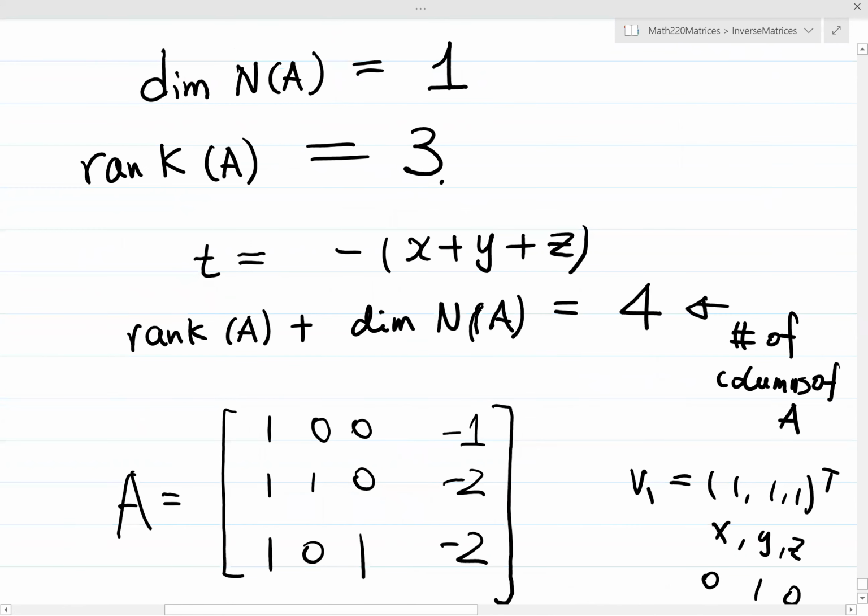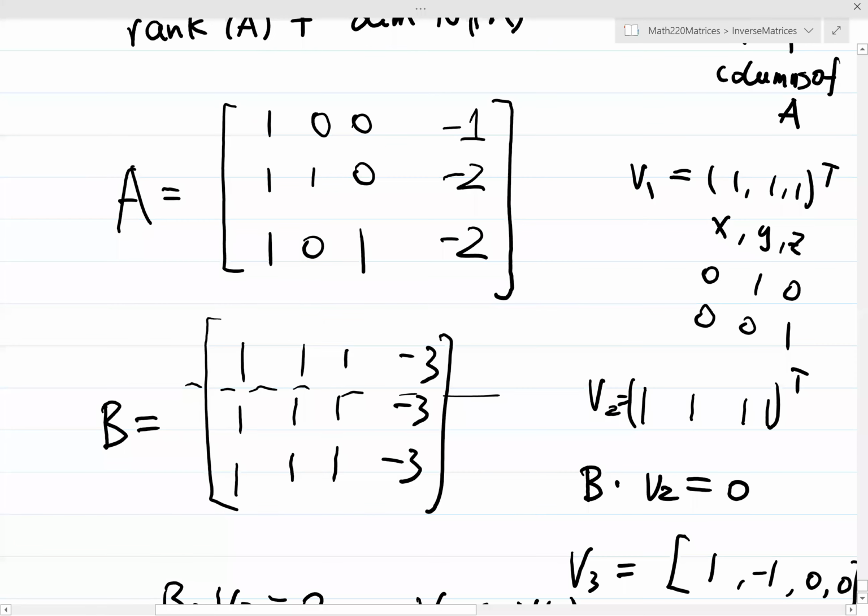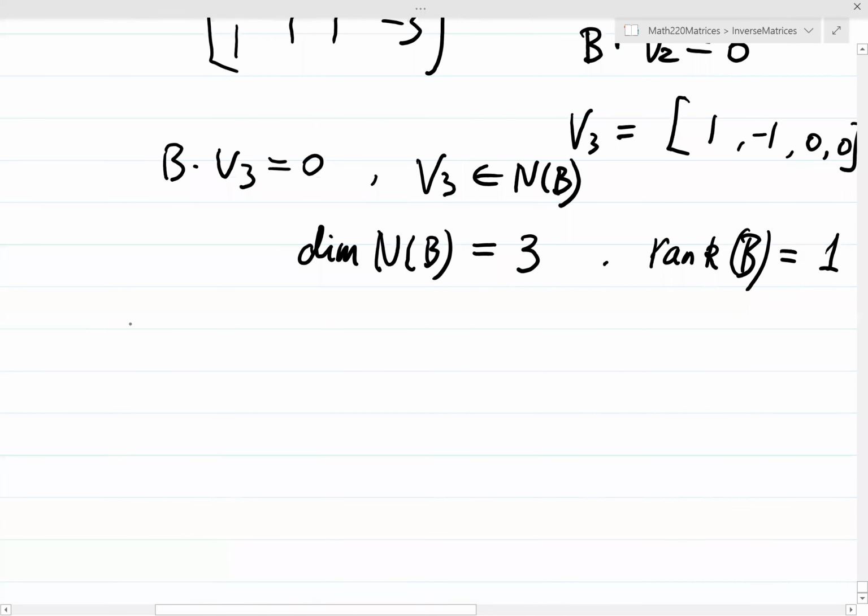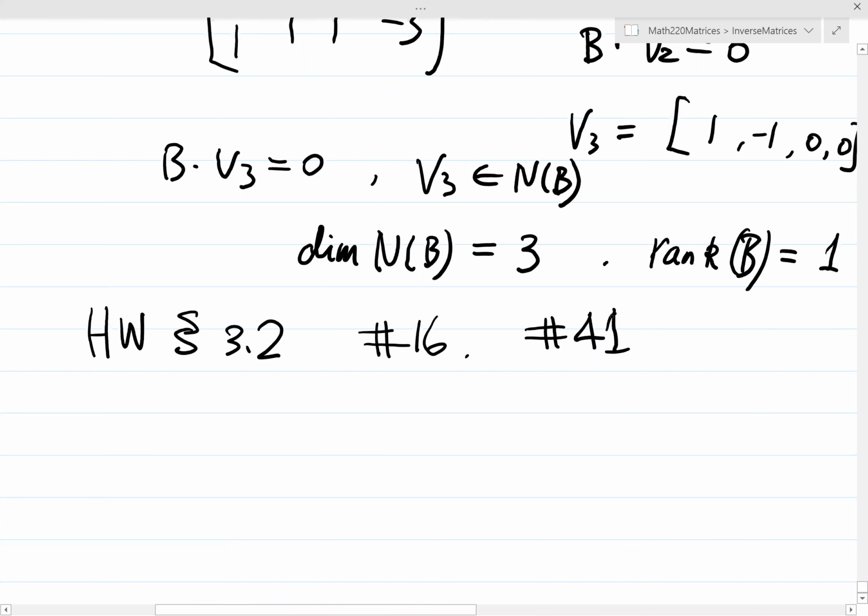So, homework problems for this section: let's do number 16 and number 41. I also posted it on Canvas.